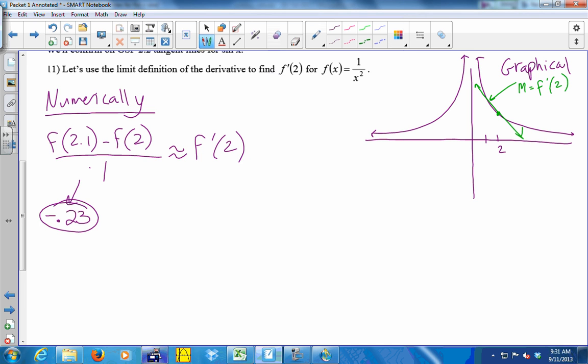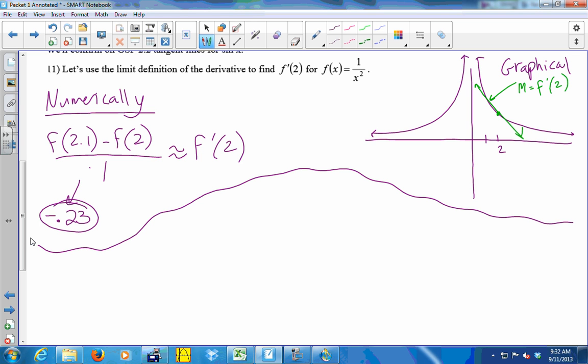So we have two ways of wrapping our brain around what f prime of 2 means. It's the slope of the tangent line. We calculate it numerically by taking an average rate of change over a small time interval near 2. Or we could do the algebraic limit definition of a derivative.